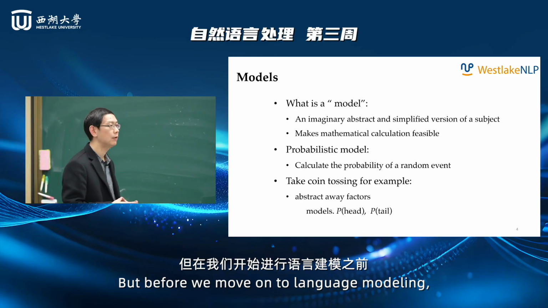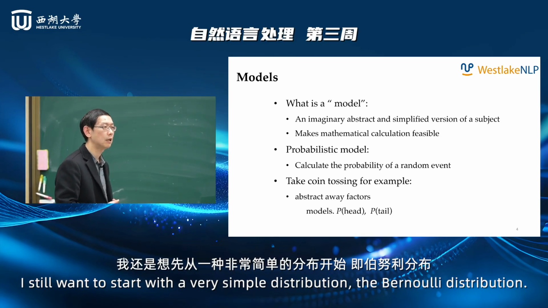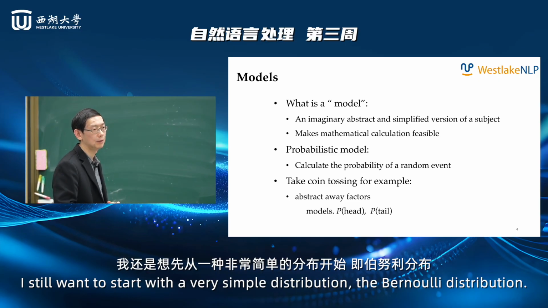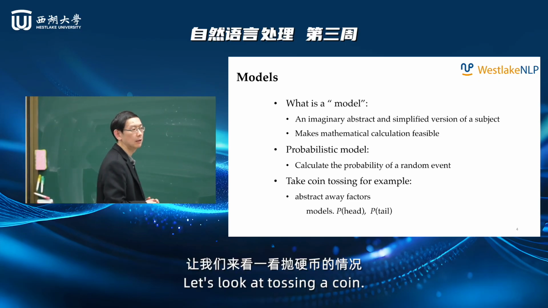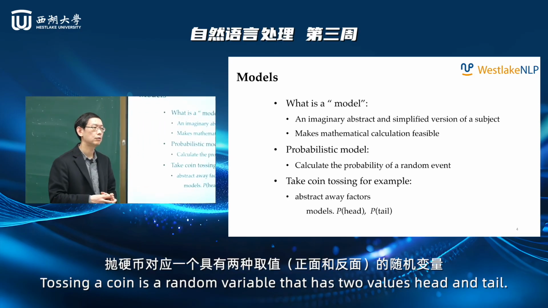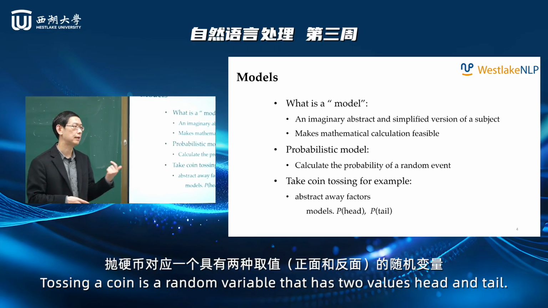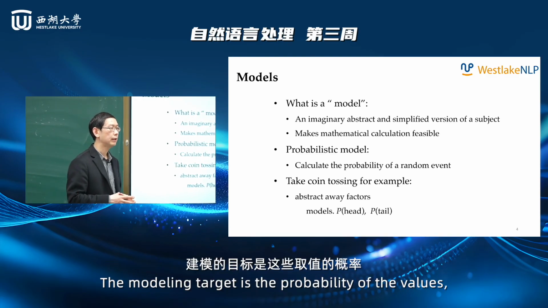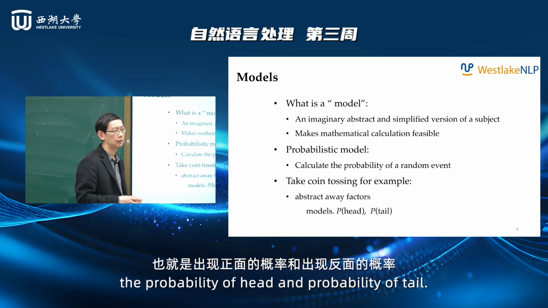But before we move on to language modeling, I still want to start with a very simple distribution, the Bernoulli distribution. So let's look at tossing a coin. Tossing a coin is a random variable. It has two values, head and tail. So the modeling target is the probability of the values: the probability of head and the probability of tail.